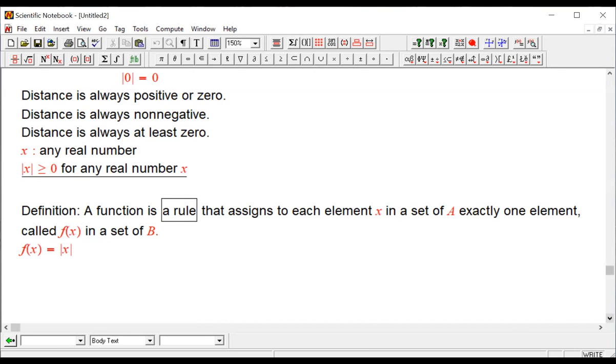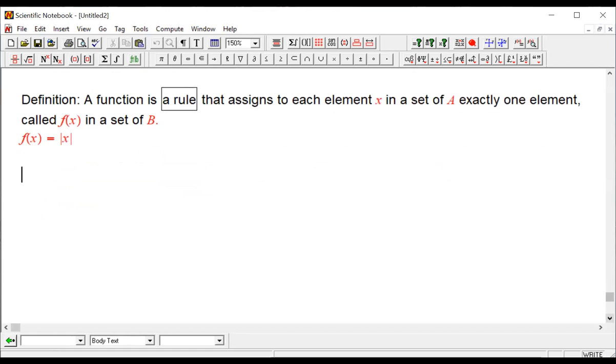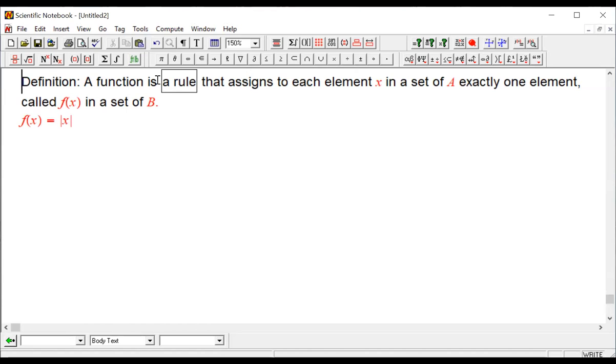Okay, so let's look at how this rule works. For the absolute value function, we know it's a rule that assigns to each element x from a set A exactly one element, called f of x, in the set B. So we're going to identify domain, range, and the graph.